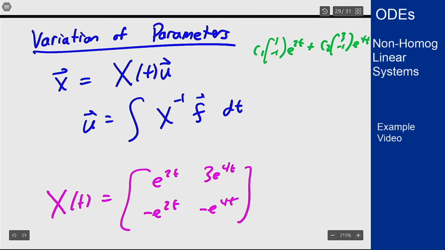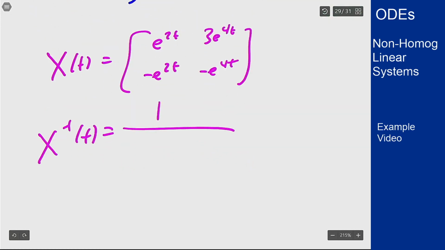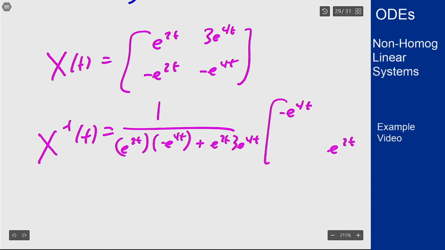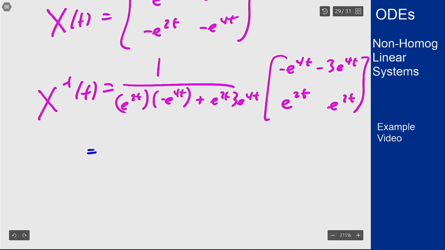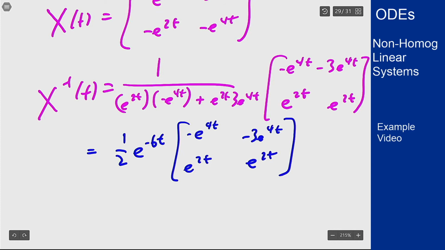It follows the same properties as normal 2x2 matrices. So the inverse here will be 1 over the determinant, which is going to be e to the 2t, negative e to the 4t, plus e to the 2t, 3e to the 4t, times, swap the diagonals, negative signs on the off diagonals. This bottom part here is a 2e to the 6t, because you get a minus here and a plus 3 here. So I will see a 1/2 e to the minus 6t times this matrix, and I can put everything there inside.